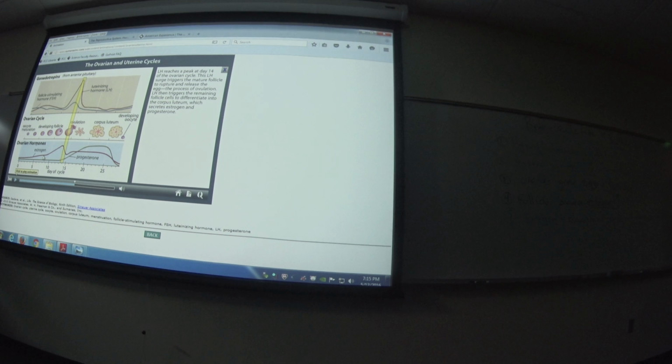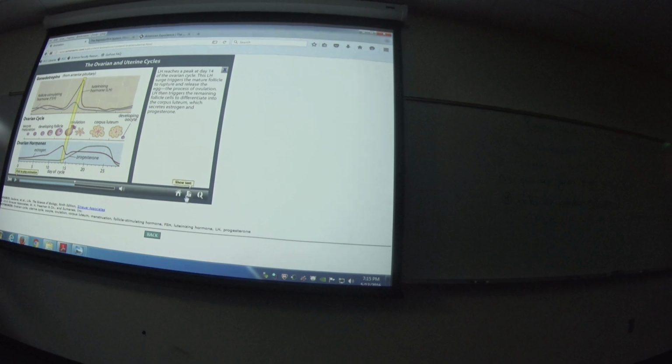Can you do one secondary oocyte at a time? You can actually double ovulate. You can have two, one on each side, so fraternal twins would be you ovulate two eggs at one time, but they'd be separate, one from each side. Or if you have fraternal triplets, you can have three. But normally it's only one secondary oocyte that's ovulated per month.